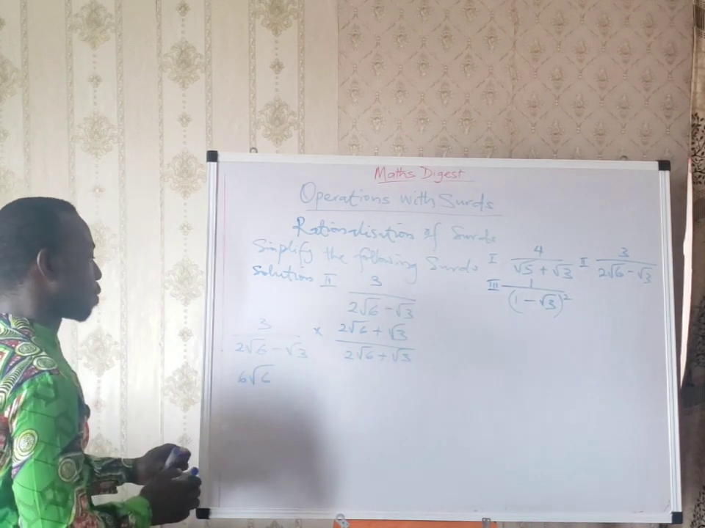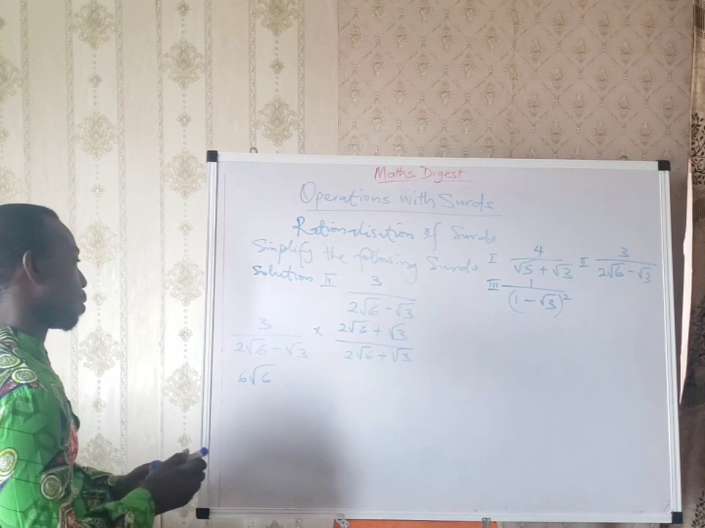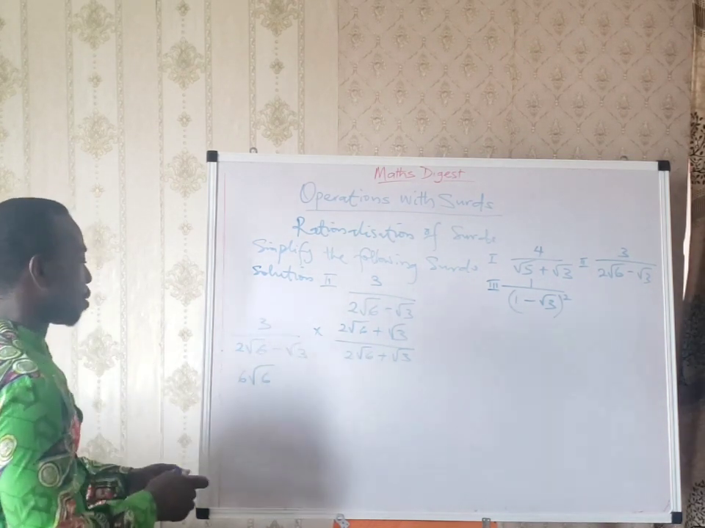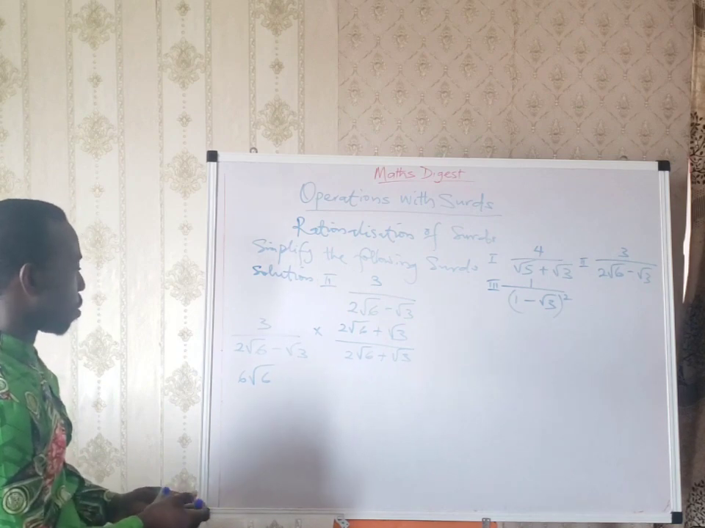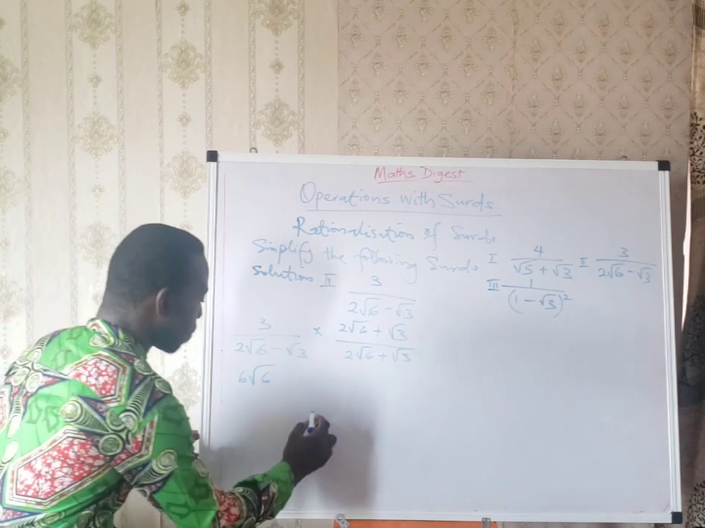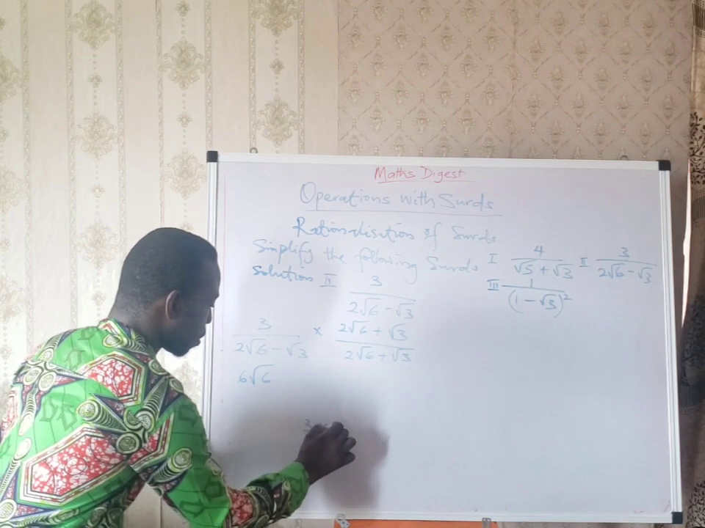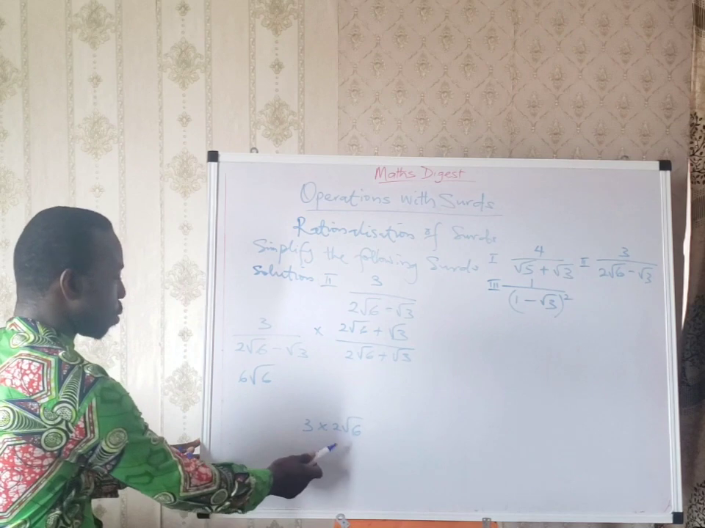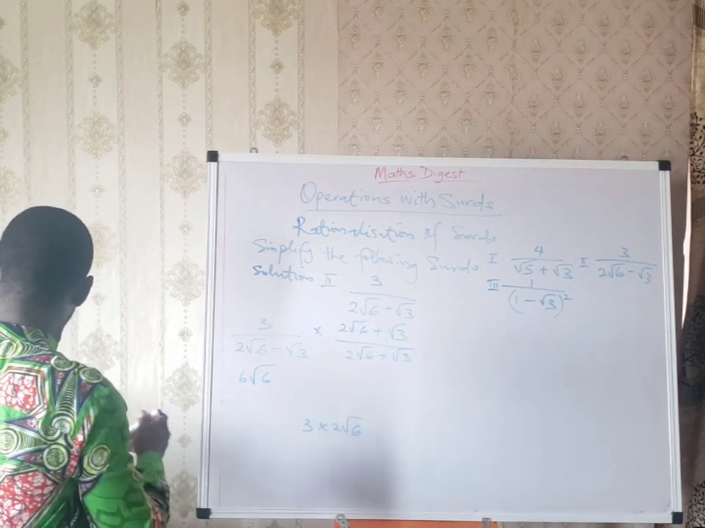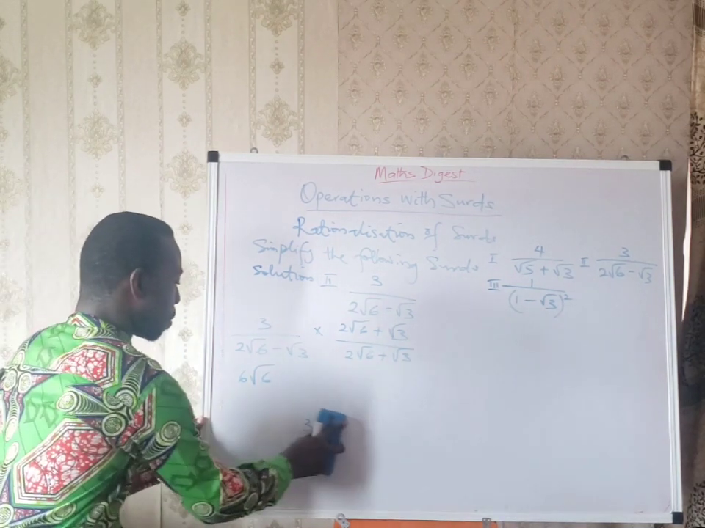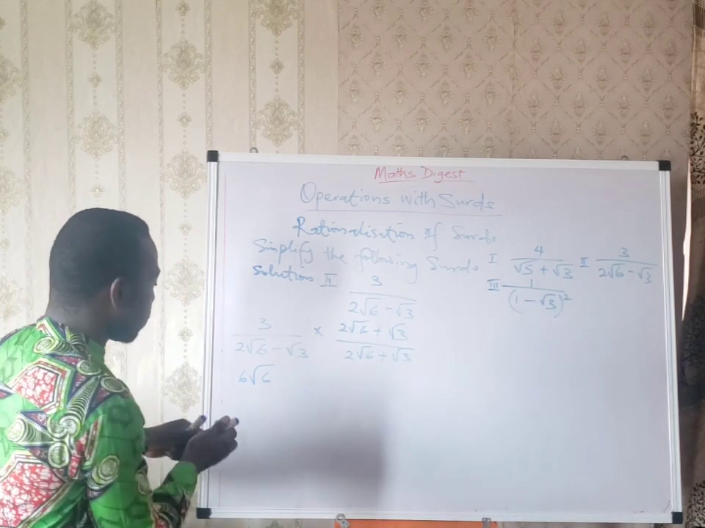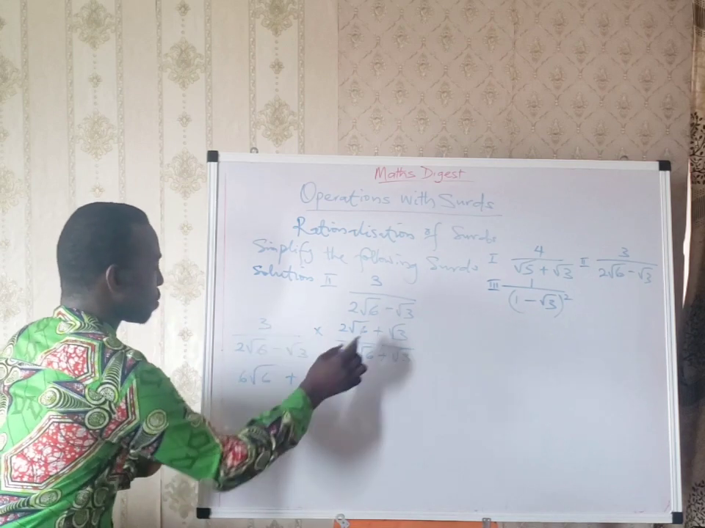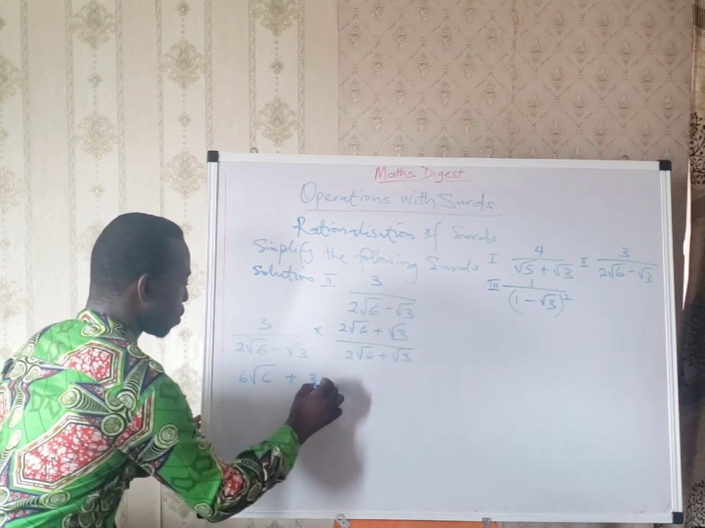Do you understand it? This is more concerned about the number outside. That's what you are multiplying, because this is simply saying 3 times 2 root 6. Whatever you have outside, we multiply each other with your common irrational number, which is root 6. Now we have 6 root 6 plus 3 times root 3. We have 3 root 3.